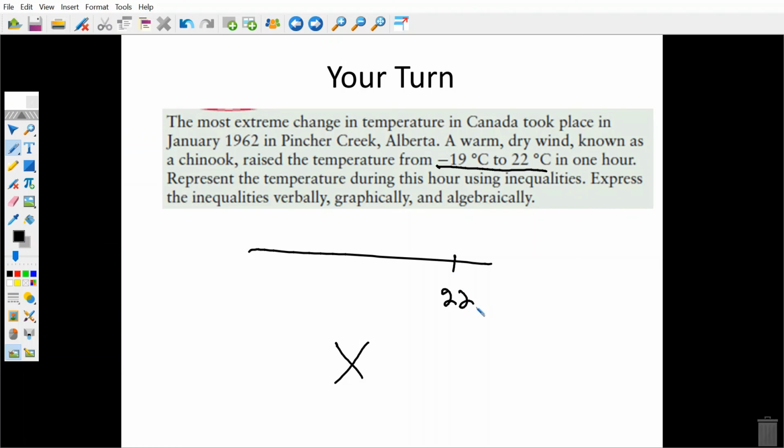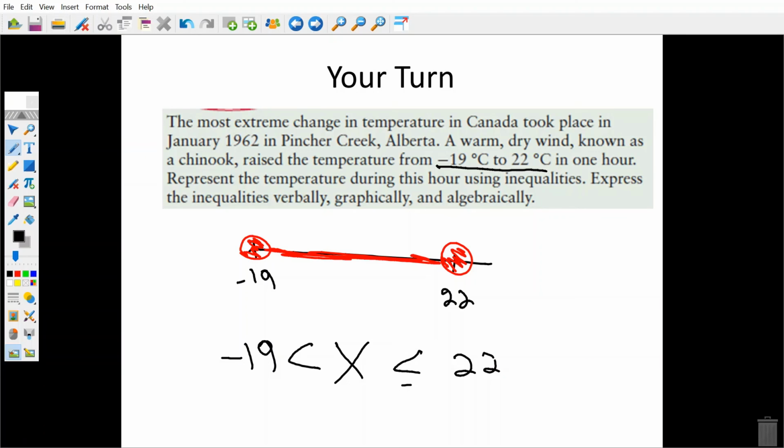again, I'm going to put the smaller number on the left and the larger number on the right. The temperature raised from -19 all the way up to 22. I'm going to color in the middle. For the number line, same thing. Just drop the numbers down, or for the algebraic expression, it's x is less than or equal to 22 and x is greater than or equal to -19. And you can see again the signs are going in the same direction.